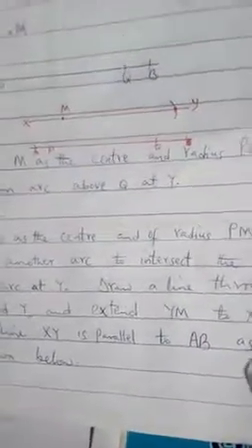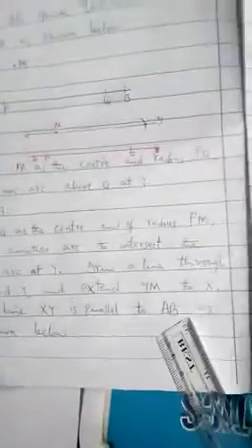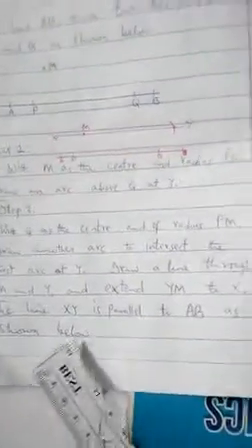Okay, step 3. With Q as the center and of radius PM, draw another arc to intersect the first arc at Y. Draw a line through M and Y and extend YM to X. The line XY is parallel to AB as shown below.